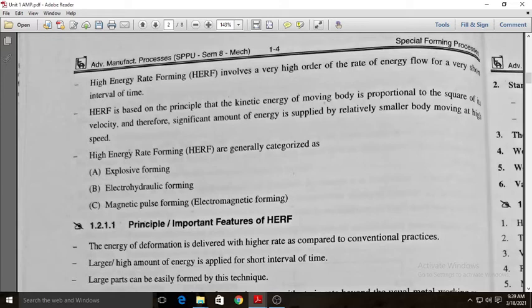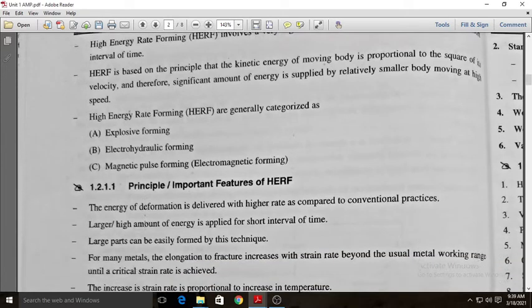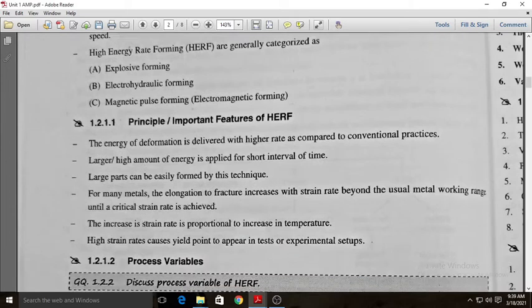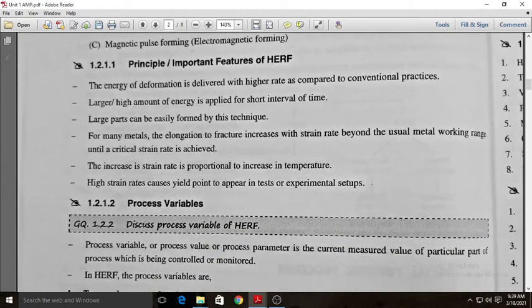The principle and important feature of high energy rate forming is that the energy of deformation is delivered at a higher rate as compared to conventional practices. A high amount of energy is applied for a short interval of time. Large parts can be easily formed by these techniques. By using high energy rate forming, we can form large parts.